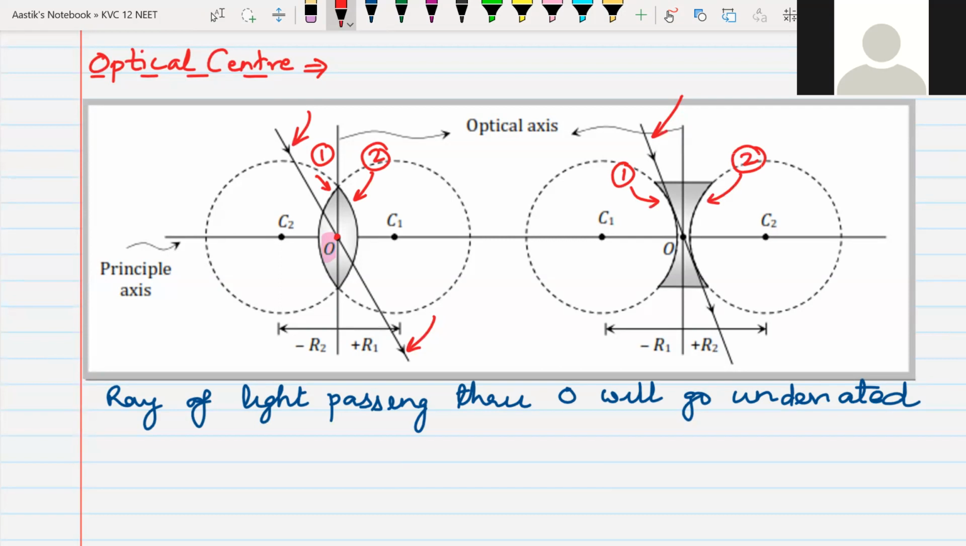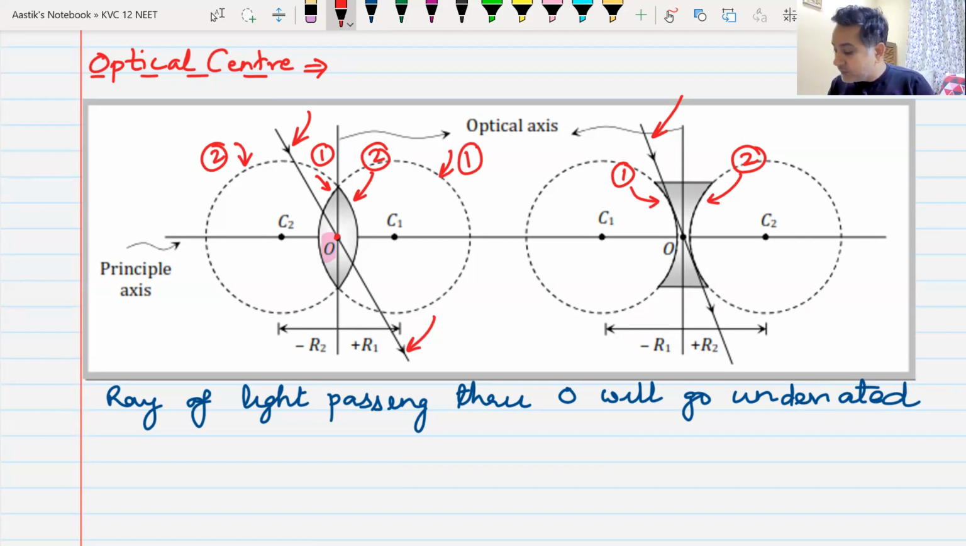Now, every refracting surface which is curved is always a part of a sphere. Did I tell you that? Yes, sir. Every curved surface is a part of a sphere. This is sphere number 1, of which the spherical surface is part. This is sphere number 2, the sphere from which the second spherical surface has been taken out. Do we understand this? Yes, sir.